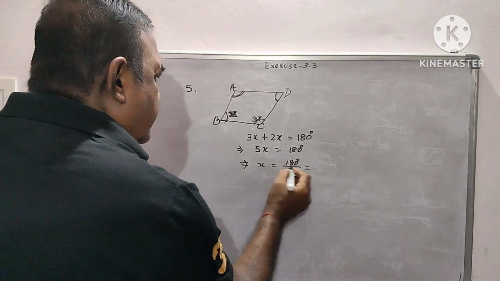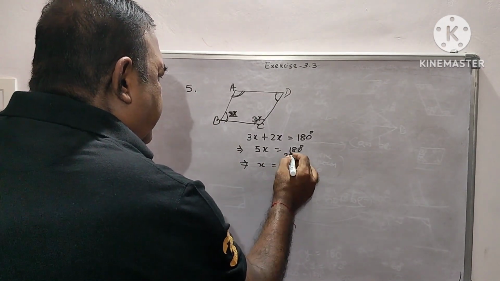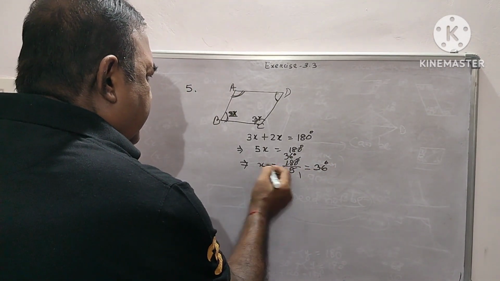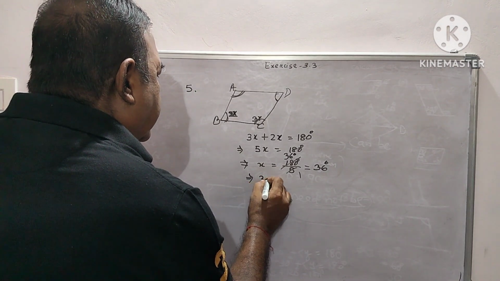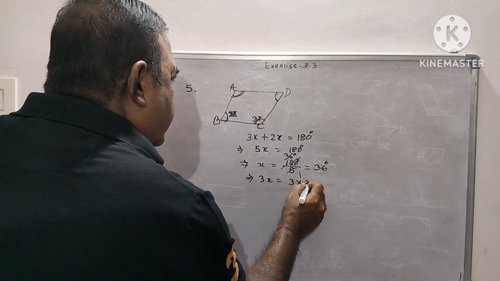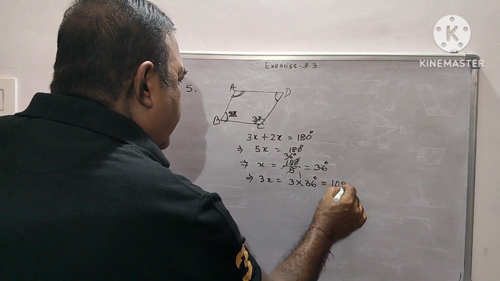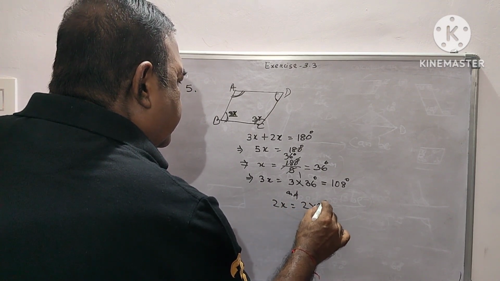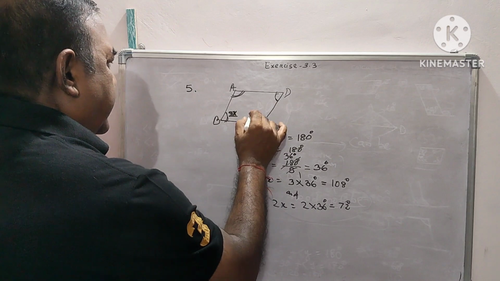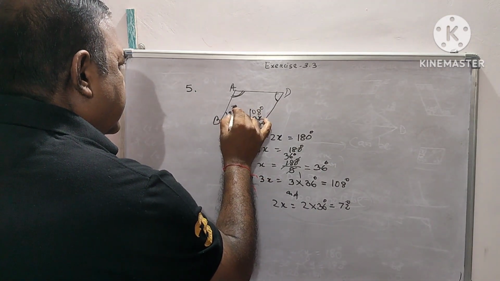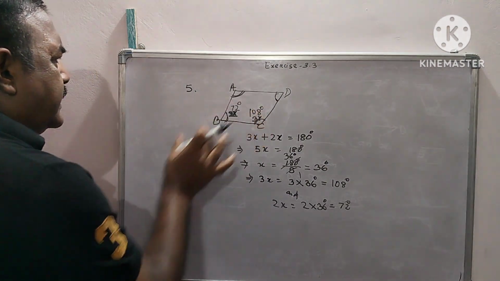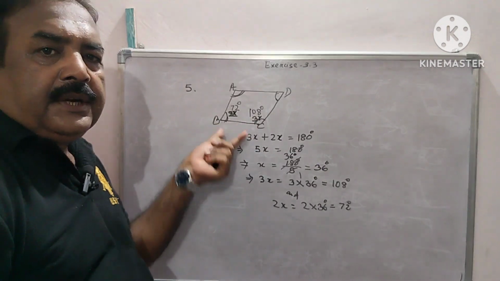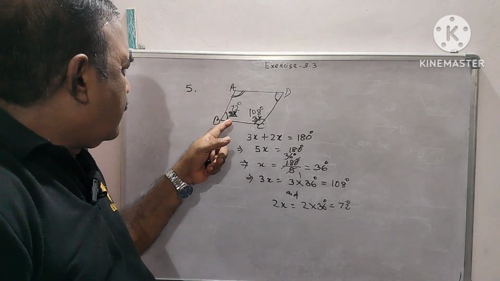That is equal to 36 degree, since 5 sixes are 30 and 5 times 6 is 36. So if x measures 36 degree, then 3x, that is 3 into 36 degree, is equal to 108 degree, and 2x, 2 into 36 degree, is equal to 72 degree. So if one is 108 degree, this will be 72 degree. So the sum will be 180 degree, because already we know that the sum of the interior angles is equal to 180 degree.